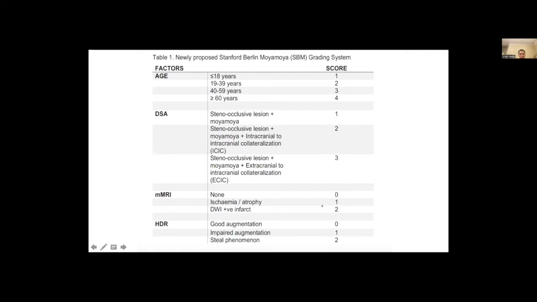For the modified MRI score, if it's no infarction, ischemic changes, or bleed, no point. Any old infarct or old bleed or atrophy, we give 1 point. New infarction within 30 days of bypass, 2 points. And for the hemodynamic reserve study, the 3 groups are: good augmentation, impaired, where there is no improvement to the blood flow, or still phenomenon.